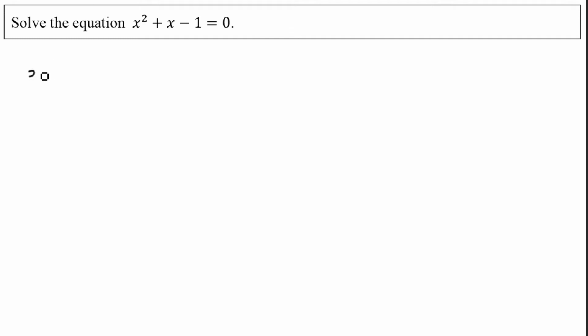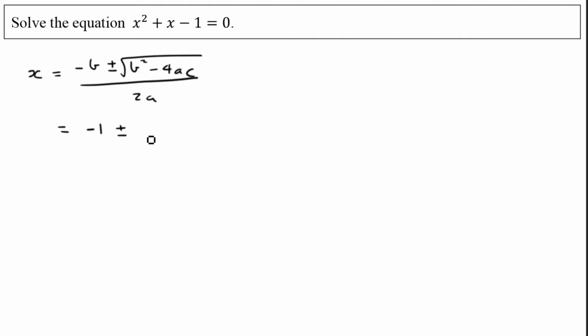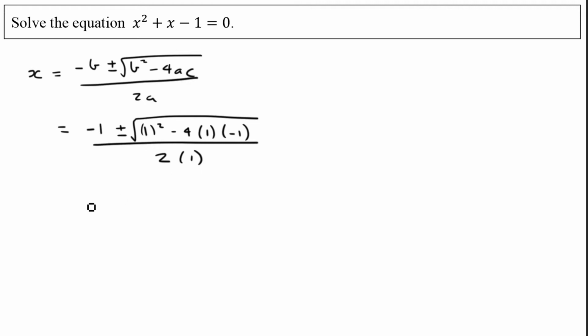So the quadratic formula tells us that x is negative b plus or minus the square root of b squared subtract 4ac, all over 2a. In this case, b is 1, so negative b is negative 1, plus or minus b, which is 1, squared, subtract 4 times a, which is 1, times c, which is negative 1, all of that lives under a square root, divided by 2 times a, which is 1.